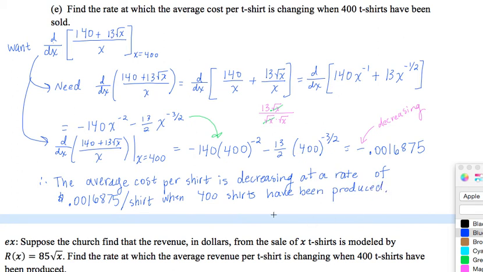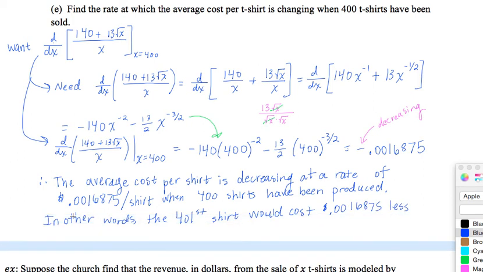Okay, what that really means is that if we produced one more, so the 401st shirt, the 401st shirt would actually cost this much less than the 400th shirt, roughly. It would cost a fraction of a penny, 0.0016875, that much less than the 400th shirt is what that really means.